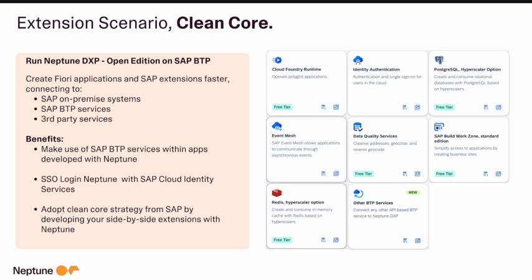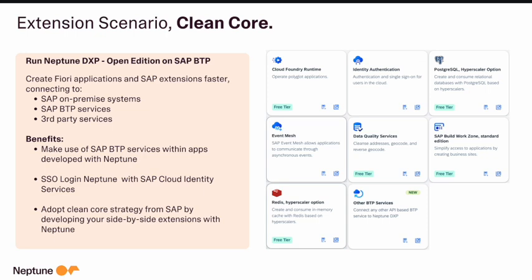With Neptune running on SAP BTP, you can easily create side-by-side extensions for your SAP S/4HANA or SAP ECC system and adopt the clean core strategy from SAP. In today's demo, I want to show you an application we developed with Neptune DXP Open Edition. This application uses several SAP BTP services and connects to SAP S/4HANA to retrieve and update business partners.